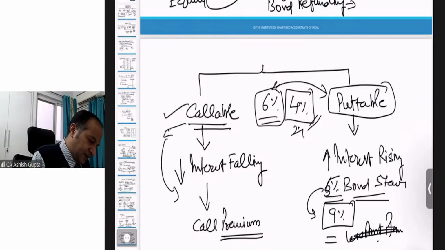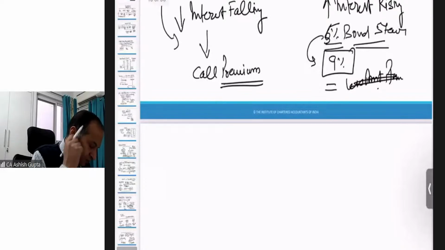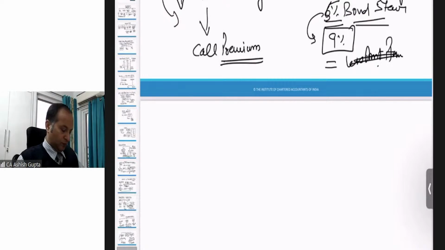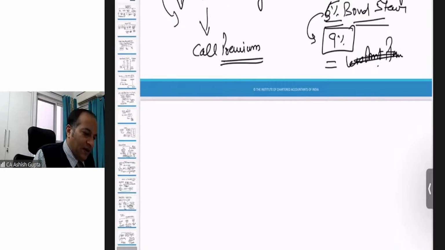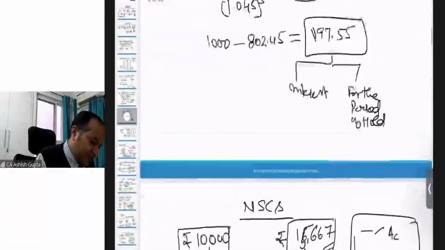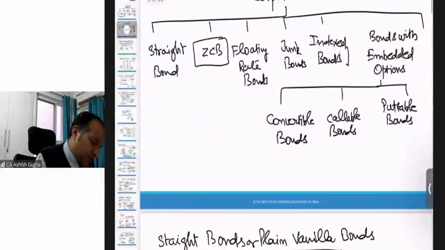Okay, students, one second. Now, students, this was a brief summary of our basics about the bonds or debentures. Just a second, I see if anything has been left out. Okay, students, now I am coming.